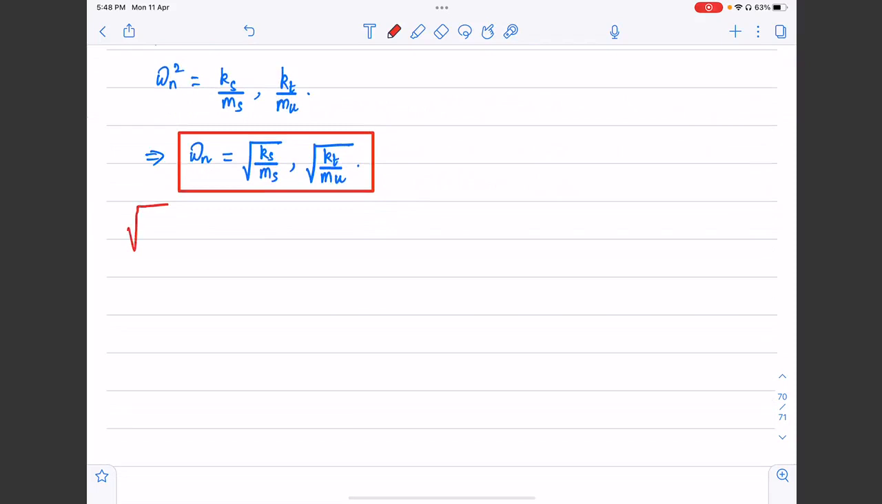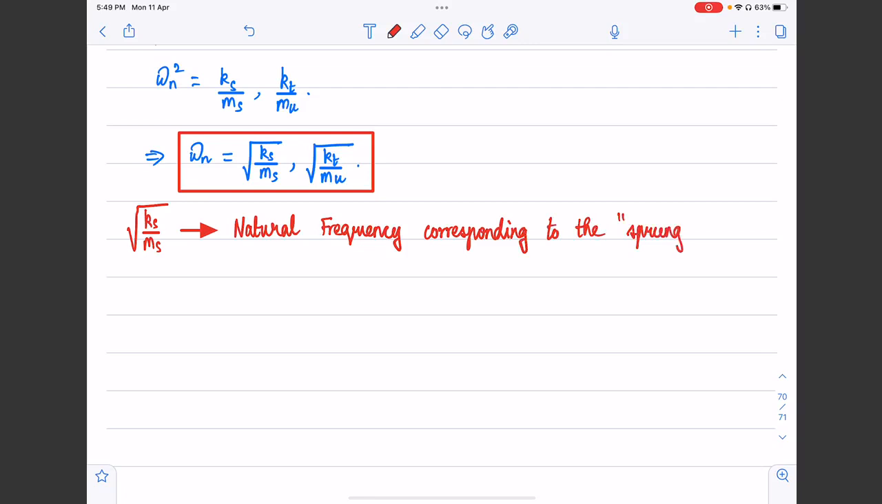So in a way, the quarter car model decouples into two first order models. Wherein we have the square root of ks by ms corresponding to what is called the natural frequency corresponding to the sprung mass mode. These are two modes of vibration. This is what is called a sprung mass mode.